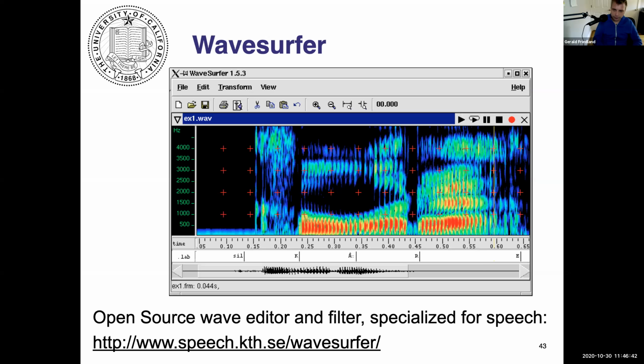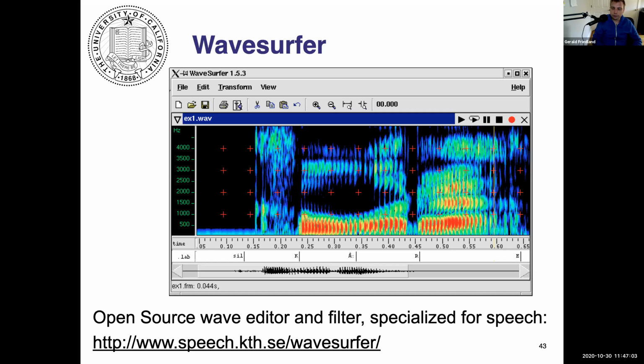I would actually not recommend this tool, but you may come across a file format that needs Wavesurfer to load, because Wavesurfer gives you either the waveform or the spectrogram, as you can see here, and then you can annotate. Below the time, you see the lab, sil, k, and so all of this is basically a speech annotation program.